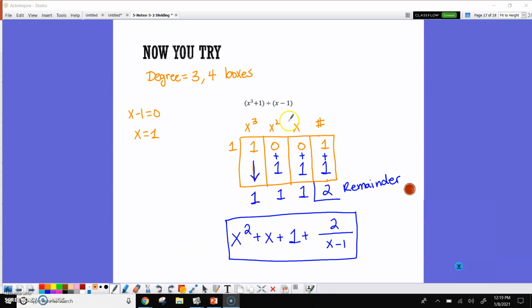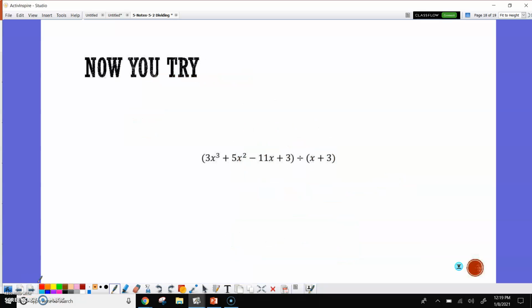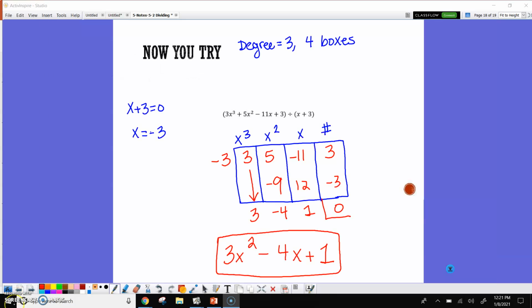Okay, go ahead and check your answers here. With this one, you were missing 2 terms, the x squared and the x were not there, so you needed 2 placeholders of 0, and you also had a remainder. So this should have been your answer with your remainder 2 over the x minus 1. Okay, here's another one for you to try. Go ahead and pause the video and give this one a try. Okay, here is your answer for this one. 3x squared minus 4x plus 1. So hopefully you got that.